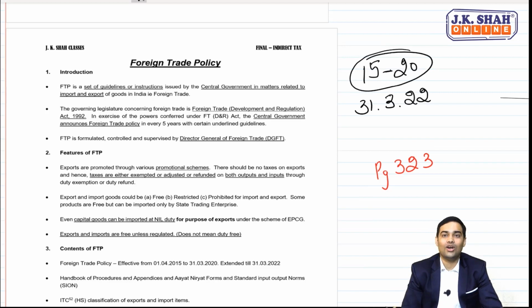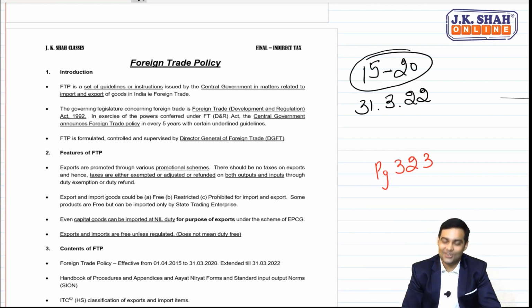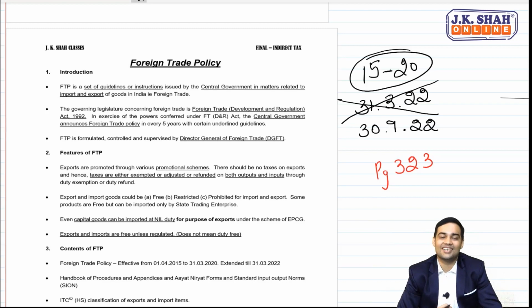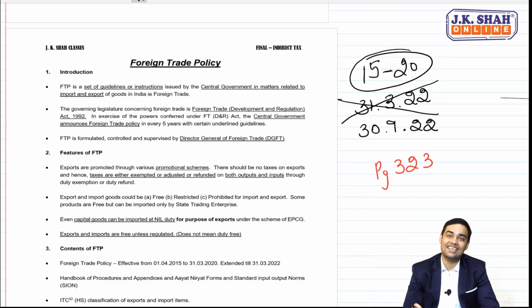Now, what is the implication of this? The implication of this is the same FTP will be applicable for May 22. But, sir, our exams is in November 22. Don't worry, this is further extended till 30th September 2022. That means, see, for November 22 exams, cutoff date was 30th April.